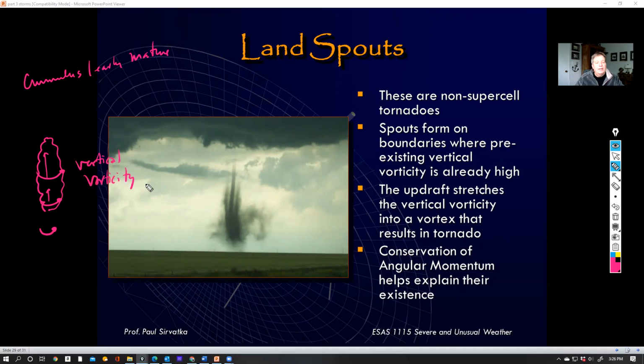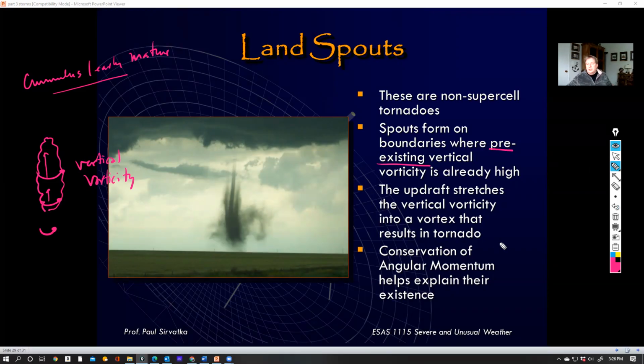It's there. It's not being tilted like a supercell that takes the rotation this way and tilts it up. Your book has some diagrams on that. We're talking about this in class. This one already has something there. So what we say is we get these spouts when there's pre-existing vertical vorticity, and the rapidly forming updraft stretches it and creates a spout. You can do this over land, and it's called a land spout. You can do it over water, and it's called a water spout.